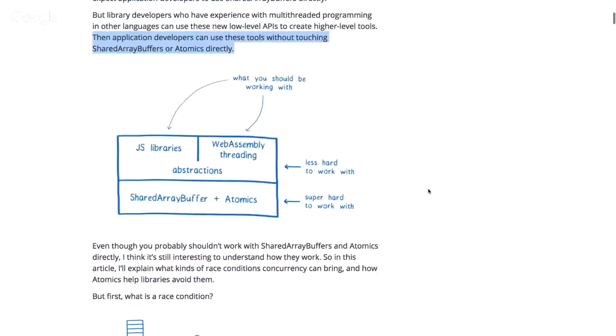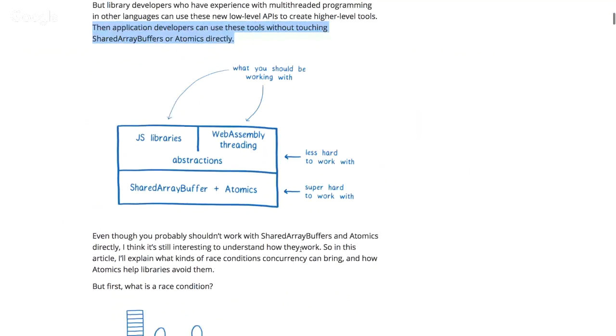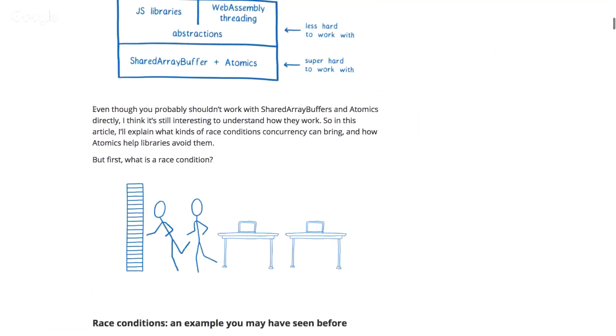And they show a cartoon here which briefly talks about it. As you can see, this abstractions layer has JS libraries and also WebAssembly threading. So at least in the beginning, developers will end up using these JS libraries or WebAssembly threading to access the shared array buffer plus atomics feature to handle race conditions better. So even though you probably shouldn't work with array buffers and atomics directly, I think it's still interesting to understand how they work.